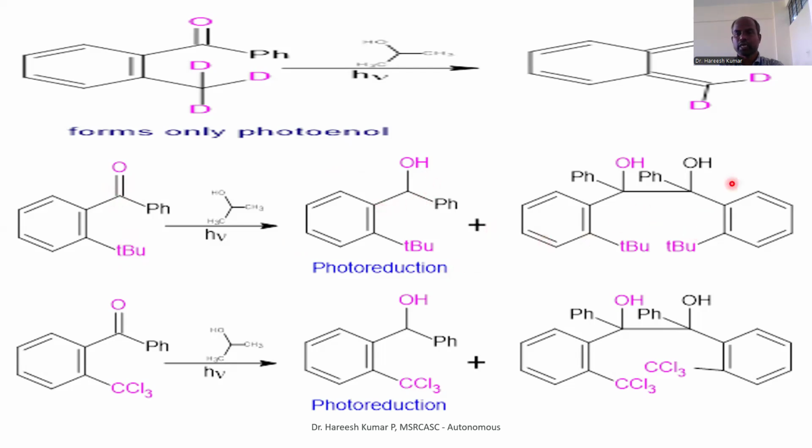In addition to that, pinacol products also form. In addition to pinacol and the photoreduced carbonyl compound, mixed pinacol products are also formed. So here, in place of tertiary butyl, if we take an ortho-substituted trifluoromethyl group, this also gives a photoreduction product in addition to the pinacol one. With this, I will go to the next slide.